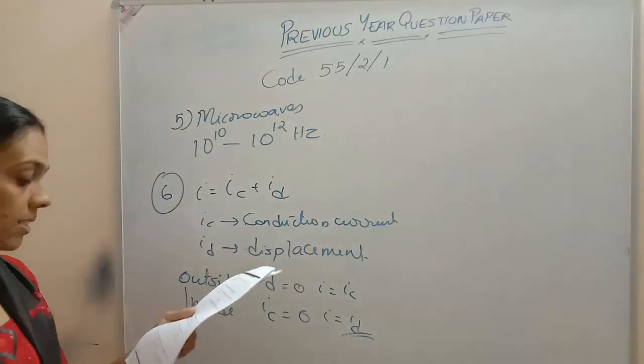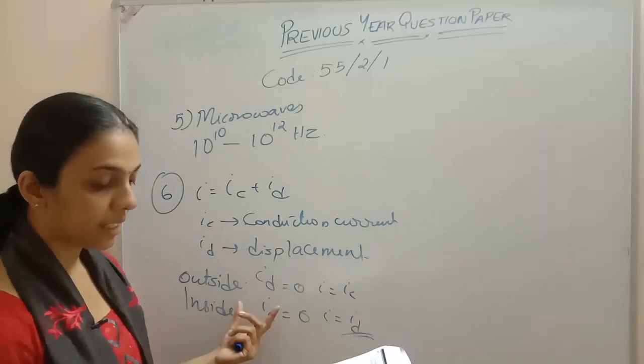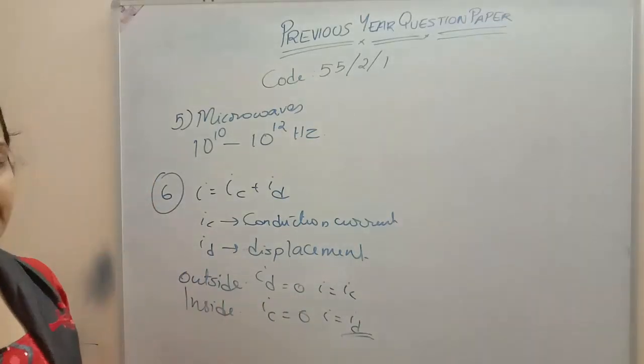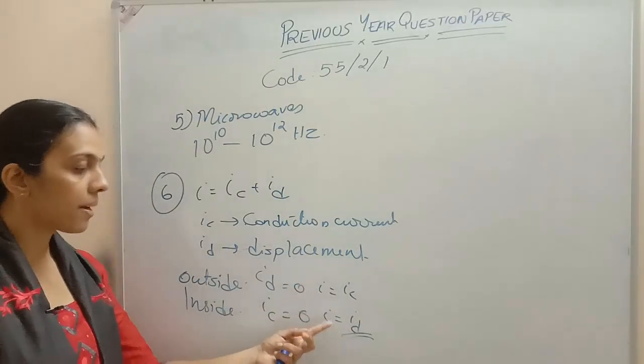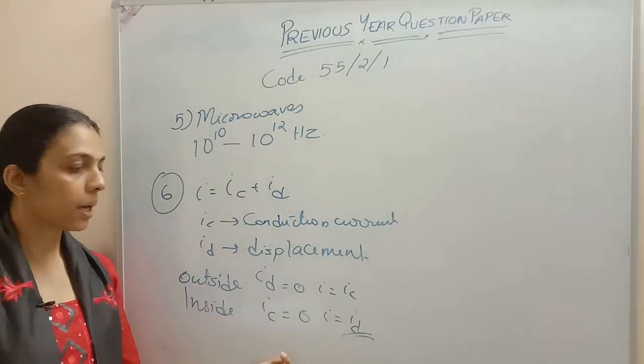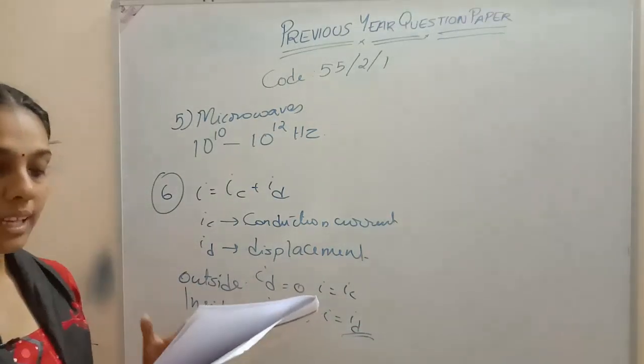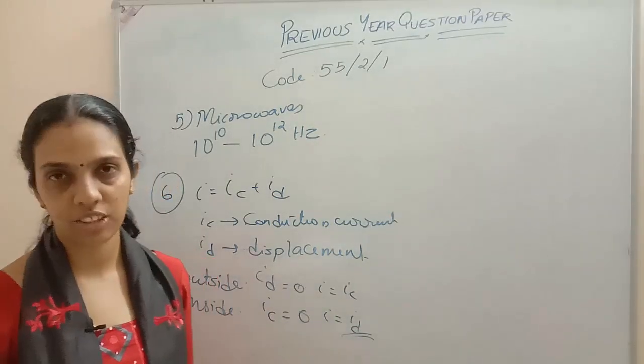So this is how we can show that during charging, the displacement current inside the capacitor is equal to IC, the current charging the capacitor. That means it is the same as the current during charging.